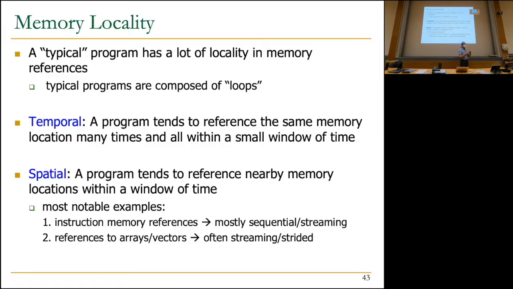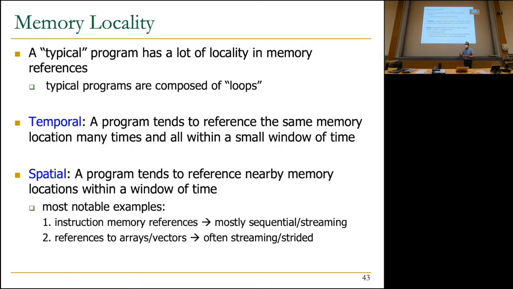We always increment the PC, the program counter, by 4 and access memory. Clearly, those are spatially correlated references, right? You're streaming through the memory, sequentially going through memory. So you have a lot of spatial locality in instruction stream references. We talked about arrays and vectors in the SIMD and GPU lectures.